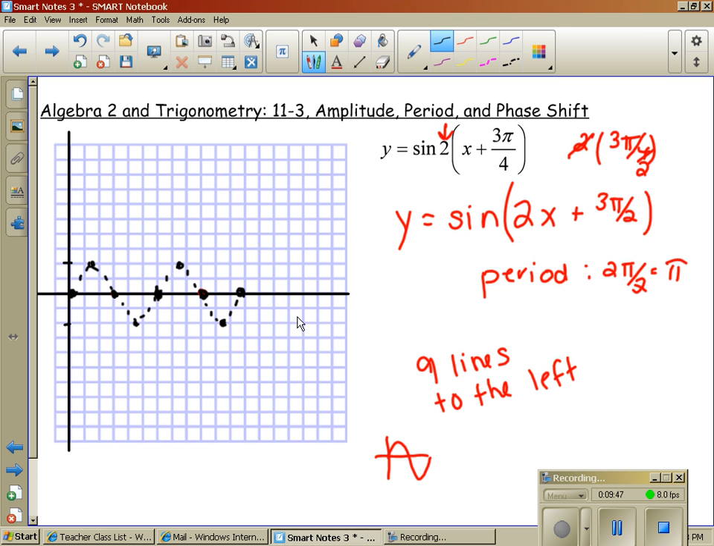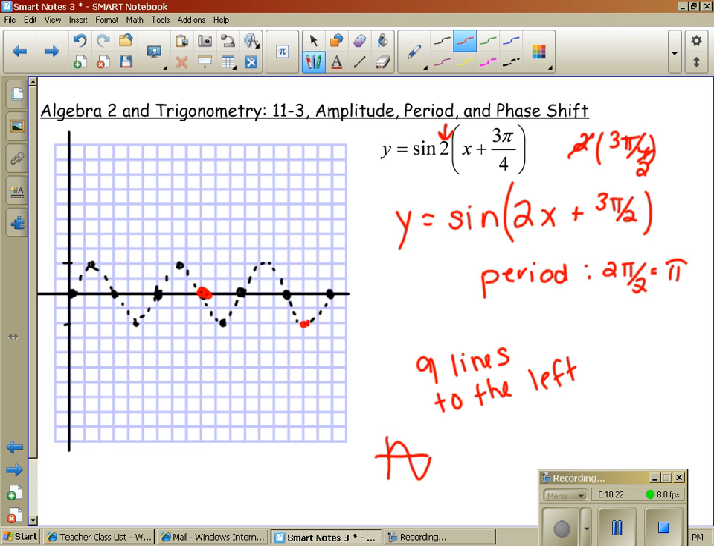Okay. 9 lines to the left. So obviously my graph's a little bit off here, so I can move 9 lines. So let's just graph another one. So 1, 2, 3, 1, 2, 3, another cycle. So take these and shift, like maybe these 3 points, 9 to the left. So this one, 1, 2, 3, 4, 5, 6, 7, 8, 9.